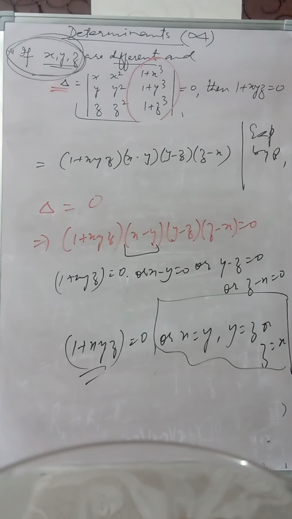Nice. So what was given to us in the question was that x, y and z are different, and this actually gives us that x, y, z are equal. So this is rejected, as this is not part of the given condition in the question. So what do we get? 1 plus xyz is equal to 0.